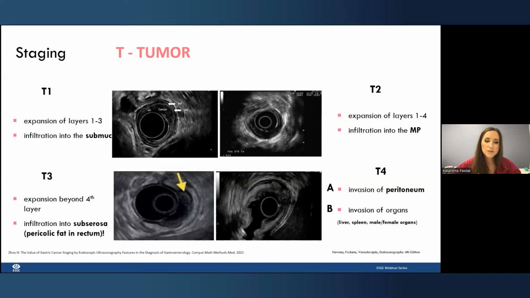Then we have the T3 feature, when our lesion is invading into the subserosa, or pericolic fat in the rectum, however still not going deeper. And T4, the most advanced lesion, is when the lesion is invading surrounding structures, whether we have invasion of the peritoneum, liver, spleen, or male or female organs, depending on the tumor location.